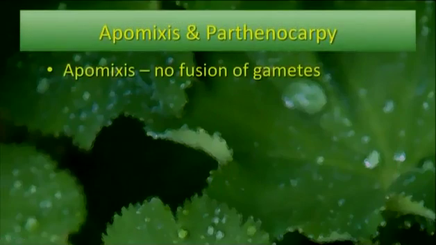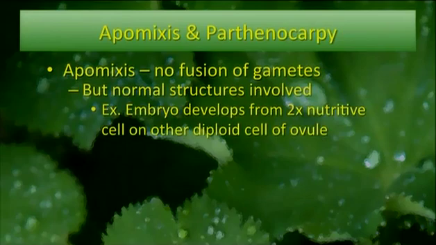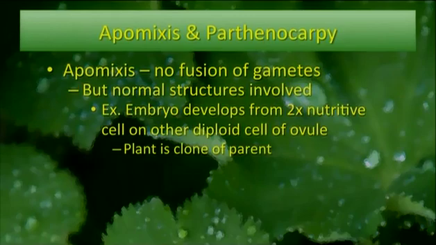Now sometimes you have a situation called apomixis, or you can have parthenocarpy. Okay, in apomixis you have no fusion of gametes, but the embryo develops anyway. Normal structures are involved. For example, the embryo can develop from a 2n or diploid nutritive cell, or other diploid cell of the ovule. That's called apomixis. We actually saw this in dandelions before. And so the plant that results is a clone of the maternal parent.